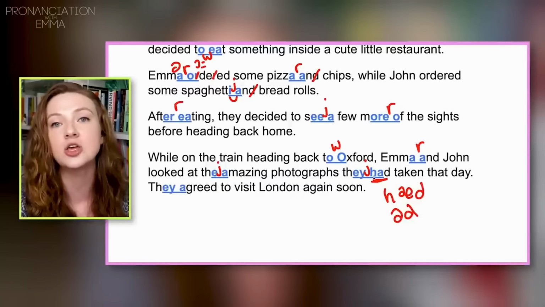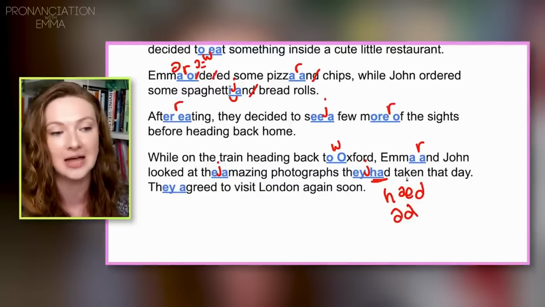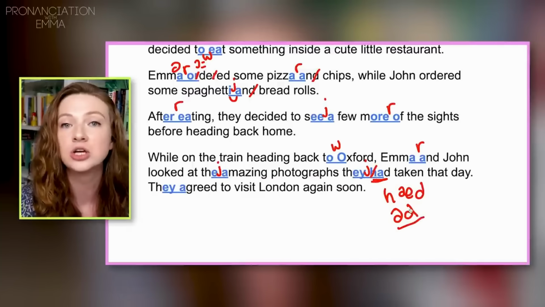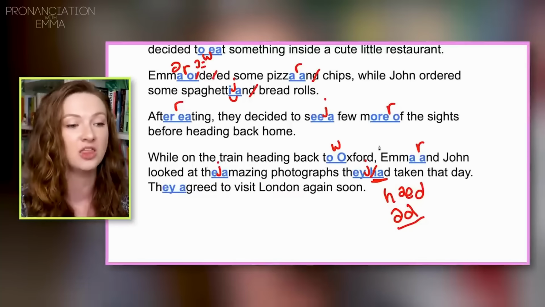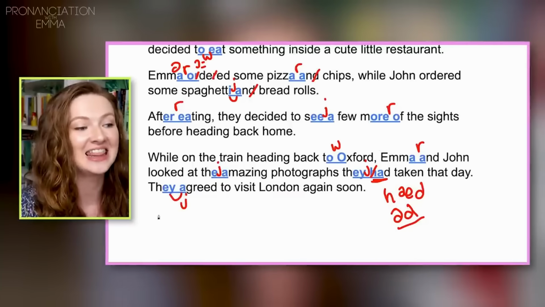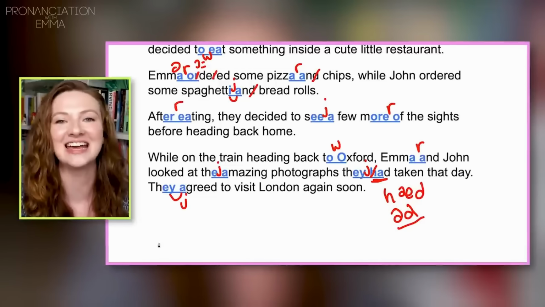Ud, they'd. Photographs they had taken that day. Because we now remove this H, and we just have ud, we have the vowel sound there, so we link the two vowels together. They had taken that day. Then our final sentence, they agreed. They agreed to visit London again soon.